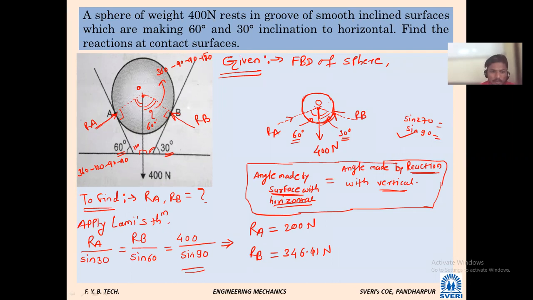From this, how we have calculated RA and RB. This term is known to us. Third term is known to us, total. So we can calculate that, and RB is equal to whatever term you got, multiply it by sine 60. RA, whatever third term you got, multiply by sine 30. You will get that. Any problem here?